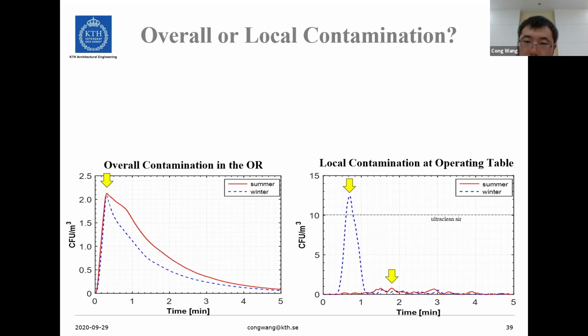In the winter condition, the contamination level can go up to 12 CFU per cubic meter. But for the summer condition, which is indicated by the red curve, we can see here it remains very low. It's no more than 1 CFU per cubic meter. Why is it like this? Why do we have similar overall contamination, but significantly different local contamination? This is because the interaction between the intruded airborne contaminants and the original ventilation airflow is very complex.